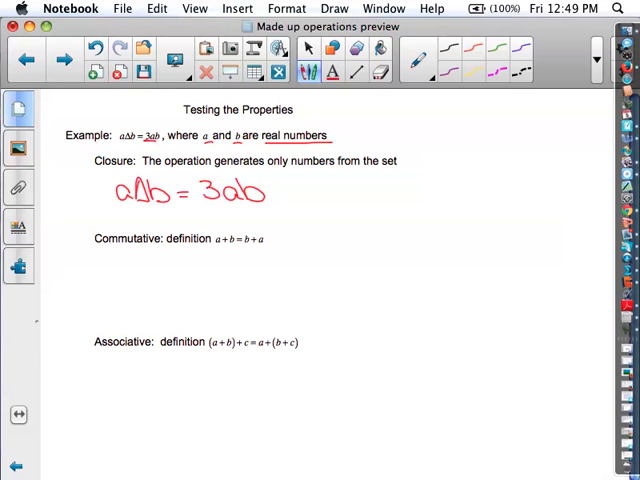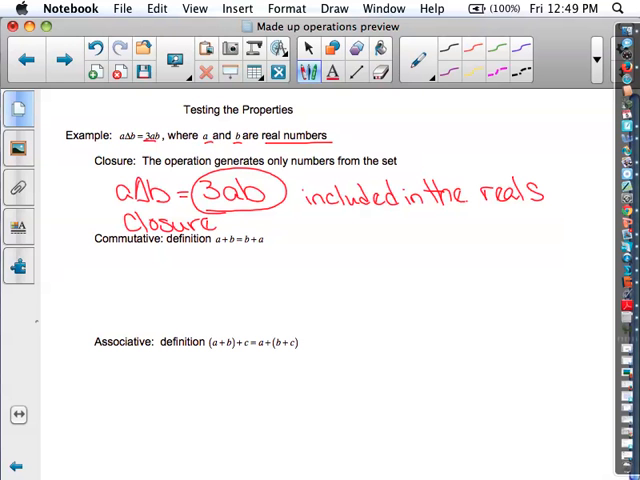So therefore, since A and B are from the real numbers, the operation delta generates 3AB, so that this result is included in the set of real numbers and therefore it is closed. So it has the property of closure. Closure simply means that when I perform the operation against two elements, the result is in the set that those elements came from.